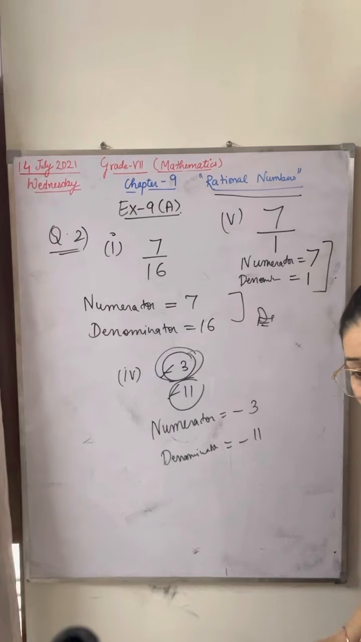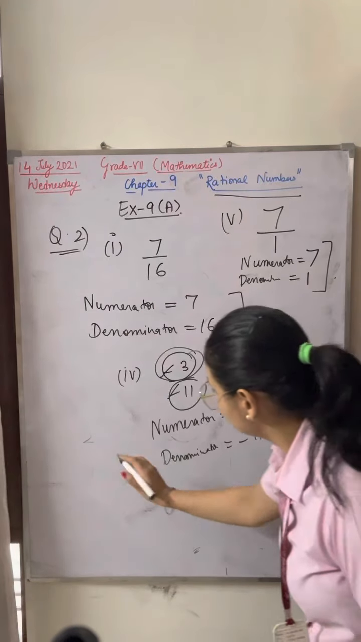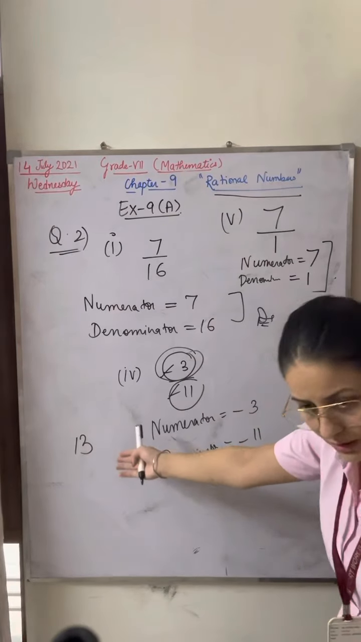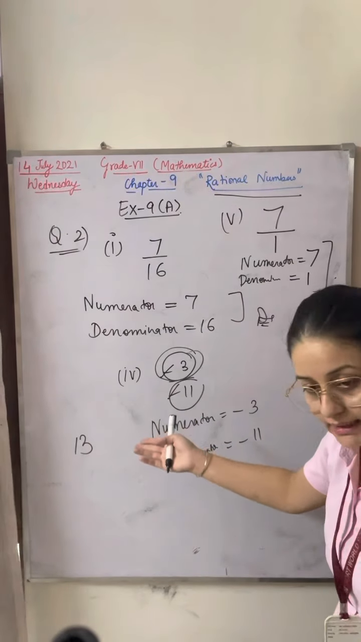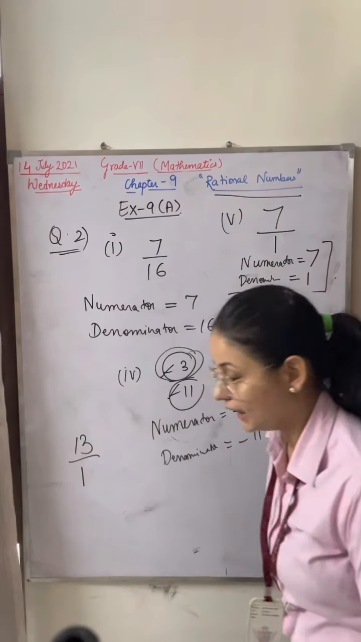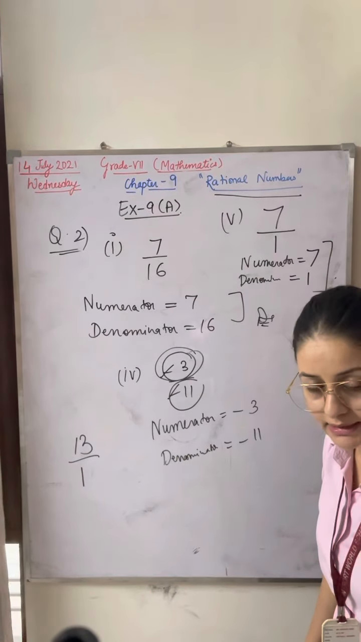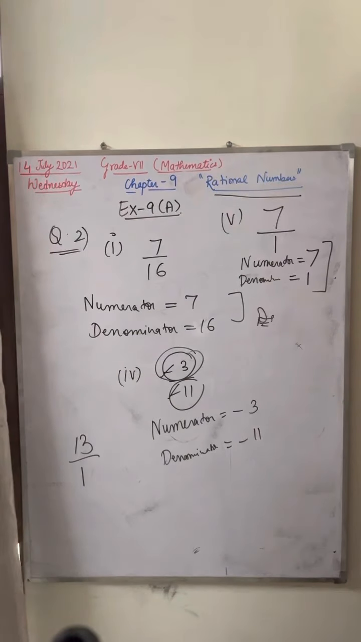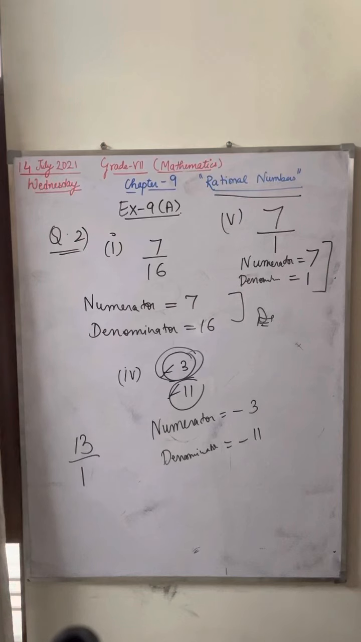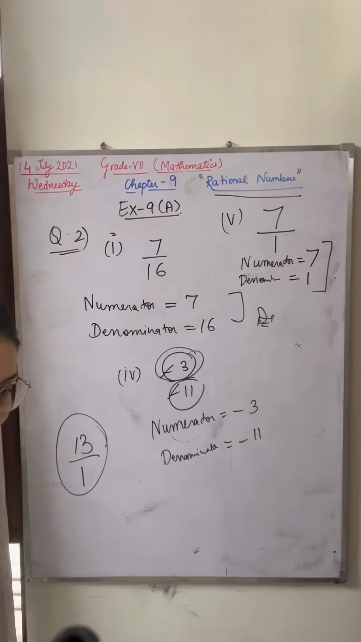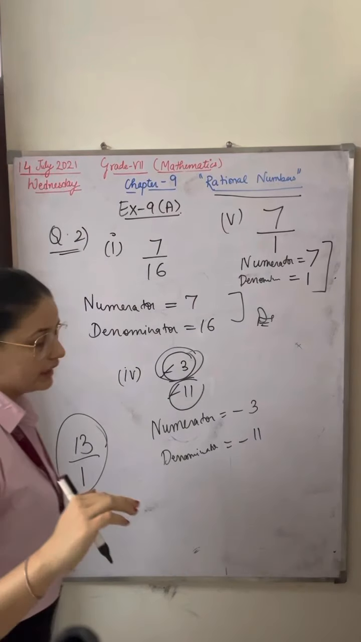Suppose this number is given to you as 13. They are asking whether 13 is a rational number, yes or no? You can say yes. If nothing is given, that means it is divided by 1. So please note down some important points. Is this clear to everyone? If nothing is given, it is divided by 1.